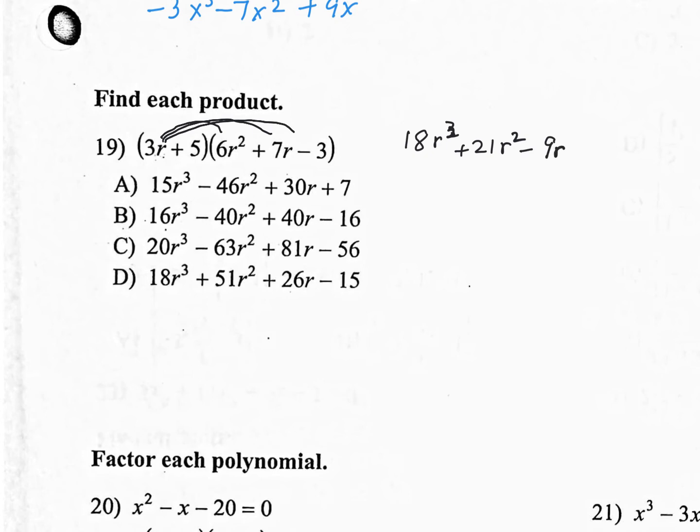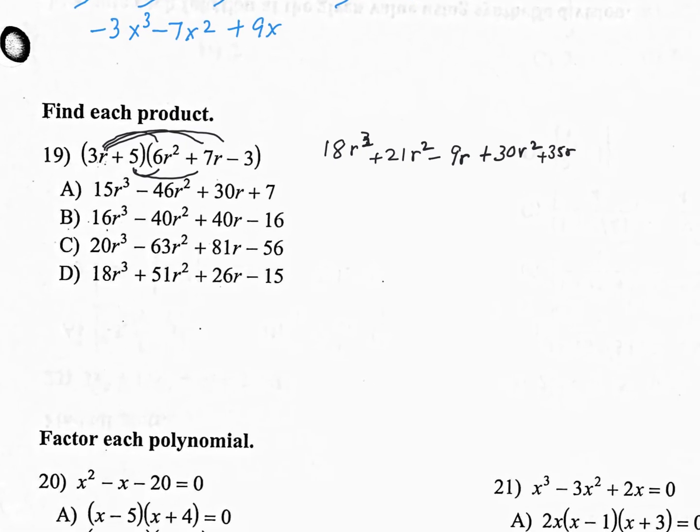Now you're going to multiply 5 times 6r squared. So that's plus 30r squared. 5 times 7r gives you 35r. 5 times negative 3 gives you negative 15. So do I have r to the 3rd power? No. So what I'm going to do is I'm going to mark that out.